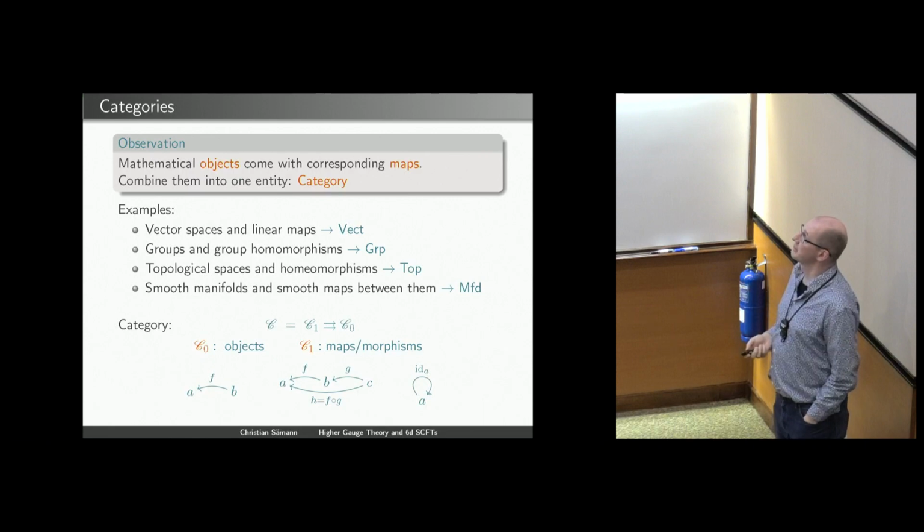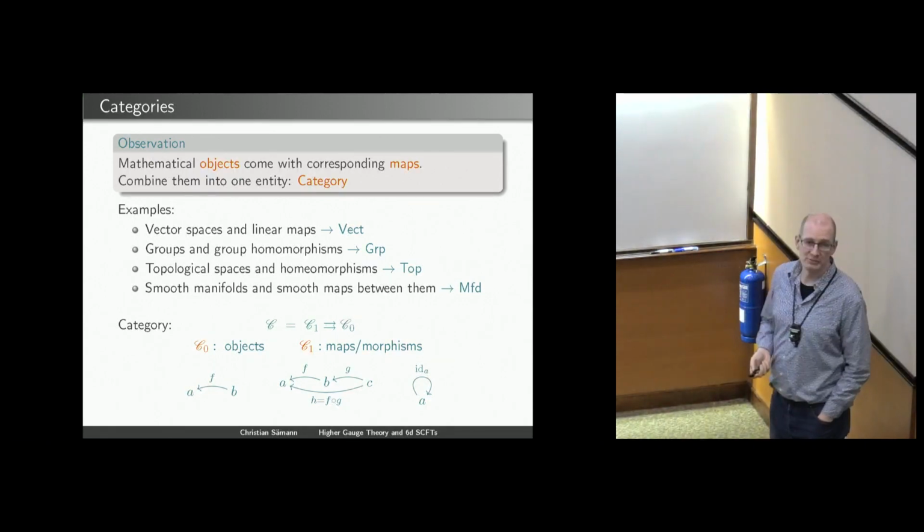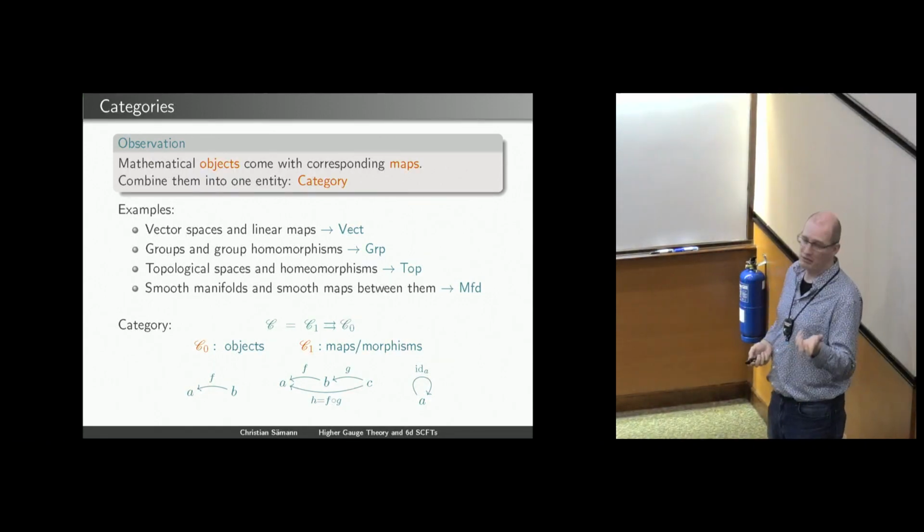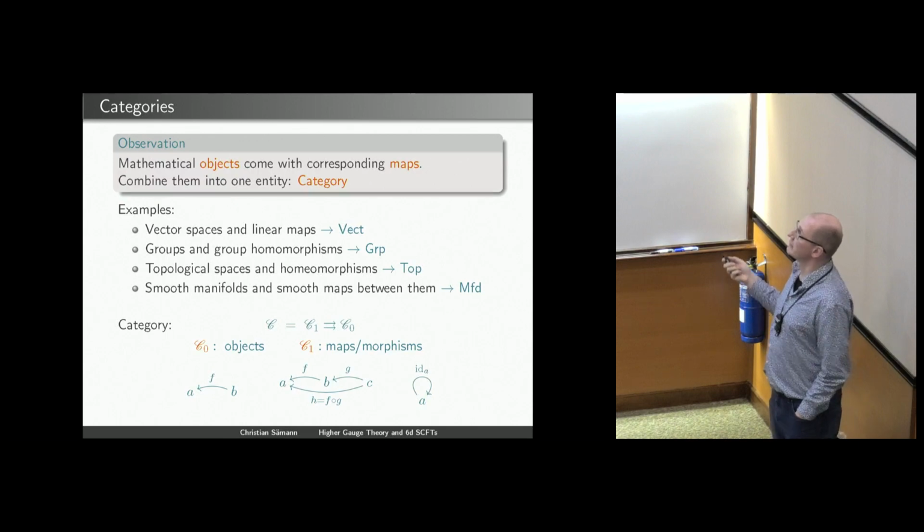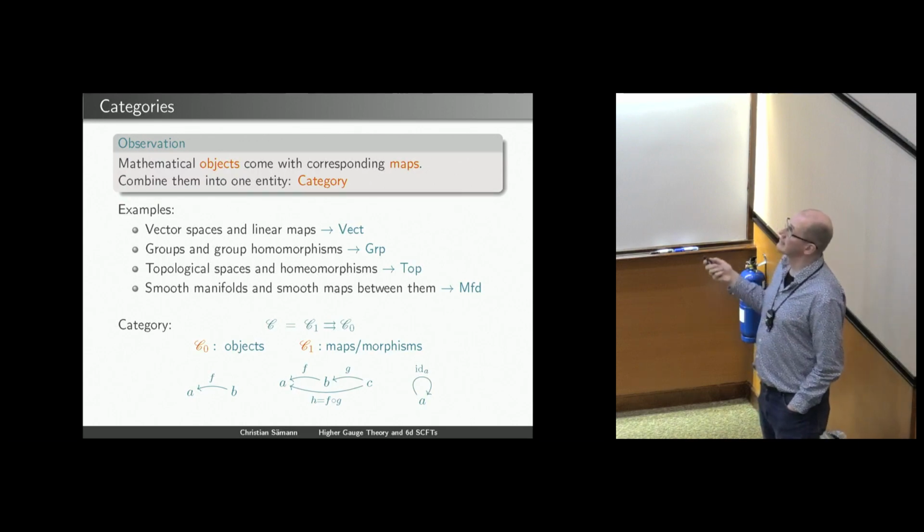So the observation is just that mathematical objects automatically come with corresponding maps, and you should combine them somehow, and this entity that combines both of them is called a category. So vector spaces and linear maps form the category of vector spaces, groups and group homomorphisms, and so on, right? This is what everybody is familiar with, and it makes sense to combine them.